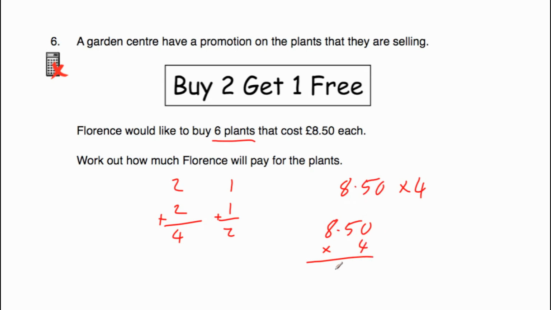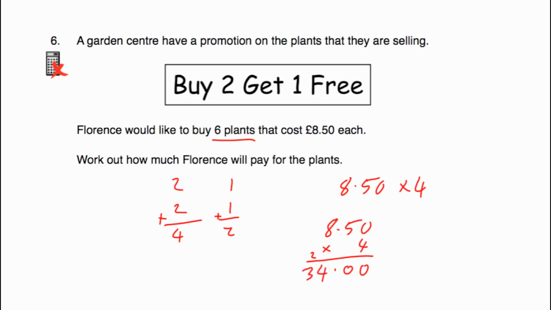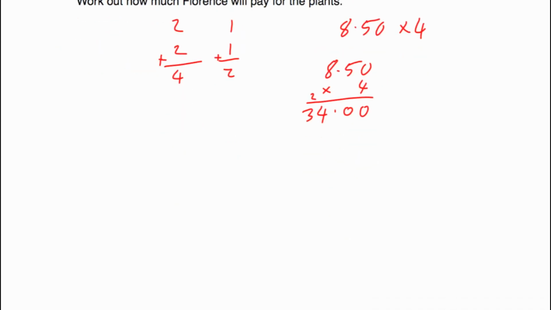So let's put our decimal point in. 4 times 0 is 0, 4 times 5 is 20, put our 0 down, carry our 2, and 4 times 8 is equal to 32, plus 2 is 34, so that's £34. So Florence will pay £34 for the flowers, and she's got 2 of them free.